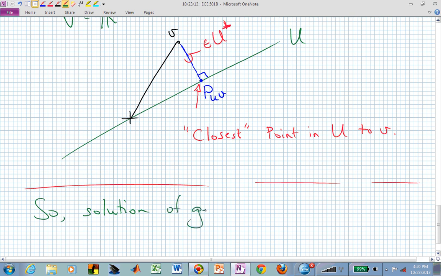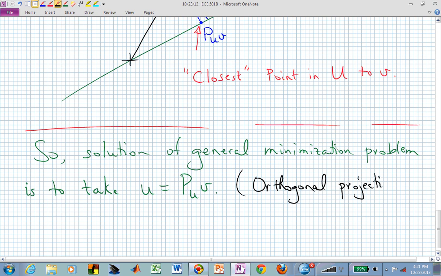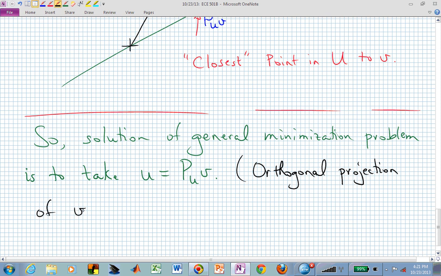So the solution of the general minimization problem is to actually take u equal to the orthogonal projection of V onto U. The orthogonal projection of the vector V onto U, which is really a subspace within V, that I'm just saying is contained in V.